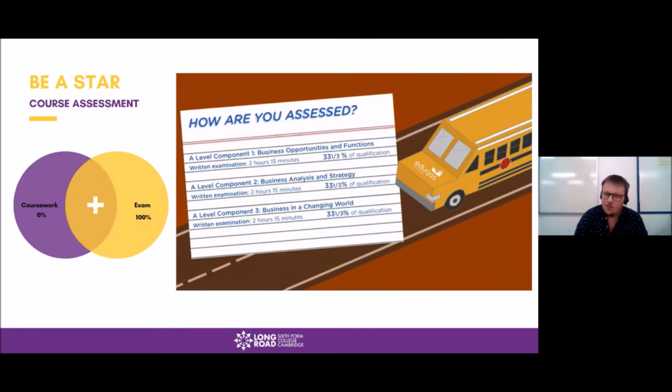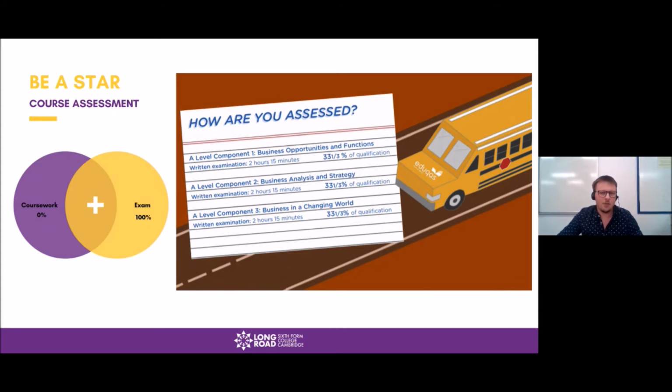Okay then, so how is our qualification going to be assessed? As I said on the previous slide, it's 100% exams. So if you don't like coursework, this might be the option for you. It does mean there is a lot of pressure at the end of your second year because it's very much all or nothing. But we do prepare you for this. We teach you and get you ready for the exam, so it's not as scary as it sounds.